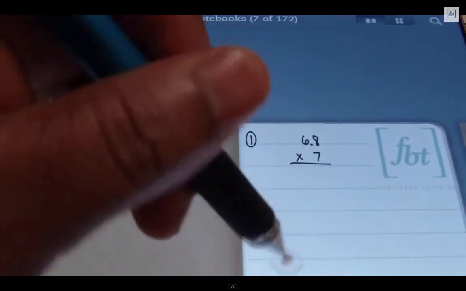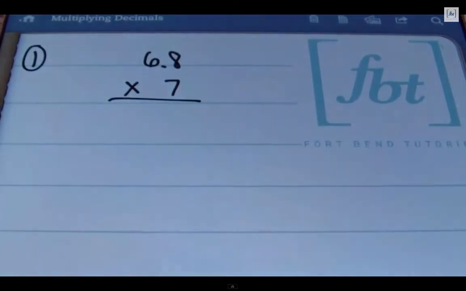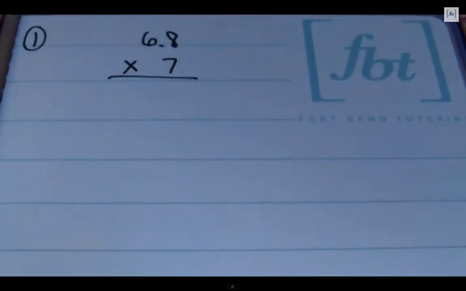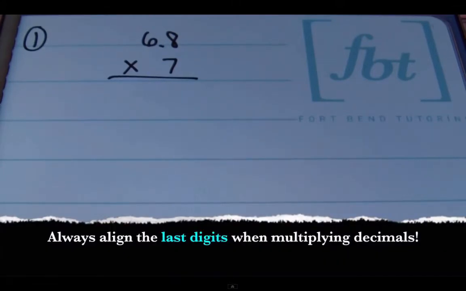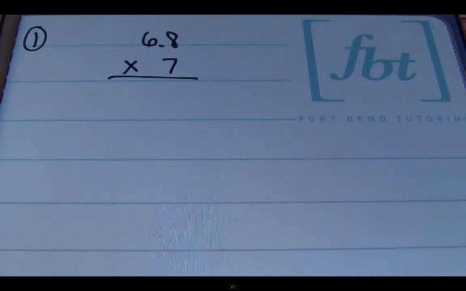So, we're going to start with problem number 1 here. We have 6 and 8 tenths times 7. Anytime you're multiplying decimals, you do not have to line up the decimals. The only time you have to line up the decimals is when you're adding and subtracting. So all you have to do when multiplying is just line up the last digits together, just like this 8 and this 7. You see that? They're lined up because those are the last digits in each of their respective numbers.